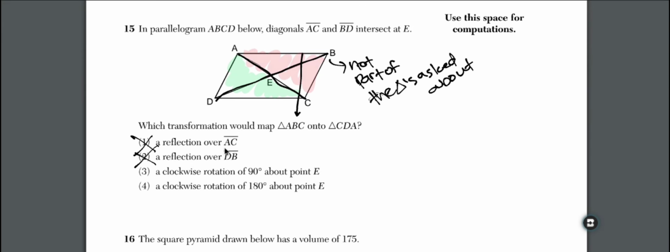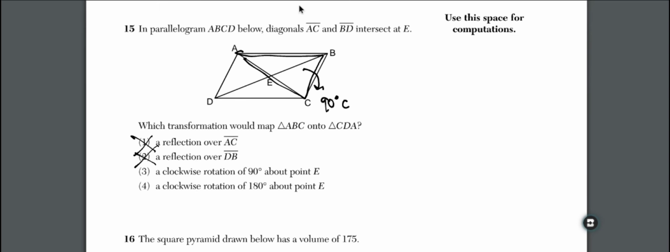And 3 says a clockwise rotation of 90 degrees about point E. So I'm just going to erase everything. So if I take triangle ABC and I rotate it 90 degrees clockwise, I'm going to end up having a triangle that looks something like this. It's going to be standing up straight. So we'd have A, B, C, and it would be facing downward. So that is not triangle CDA.